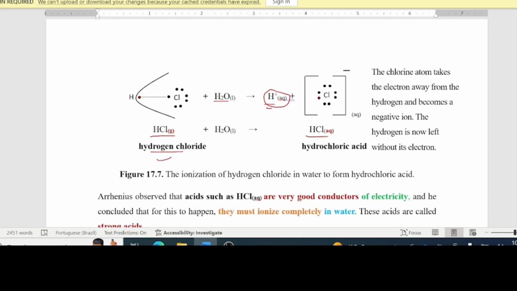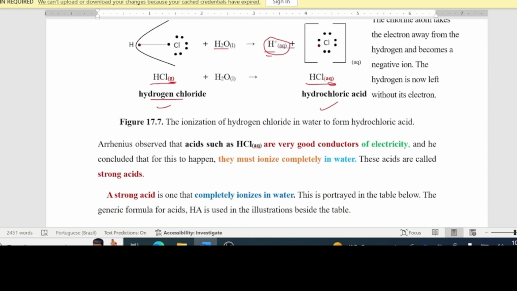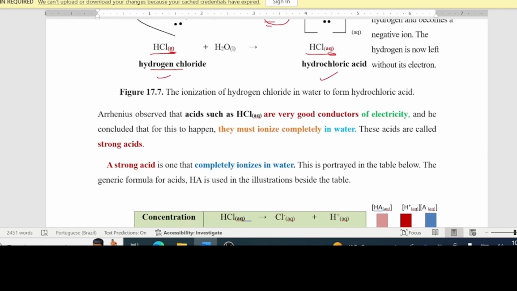Note it is called hydrogen chloride here, and now it becomes hydrochloric acid there. You have to put in these little subscripts here to indicate the state. Inside it is in water now, so when it is in water, it's called hydrochloric acid. So this is how hydrogen chloride becomes an acid. When it's dissolved in water, the more electronegative chlorine atom takes the electron away from the hydrogen, and ionization occurs.